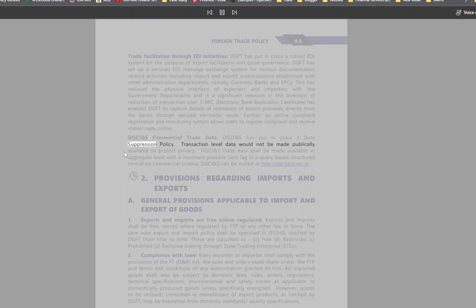DGCI&S commercial trade data. DGCI&S has put in place a data suppression policy. Transaction level data would not be made publicly available to protect privacy. DGCI&S trade data shall be made available at aggregate level with a minimum possible time lag in a query-based structured format on commercial criteria. DGCI&S can be visited at http://dgciskol.nic.in. 2. Provisions regarding imports and exports.